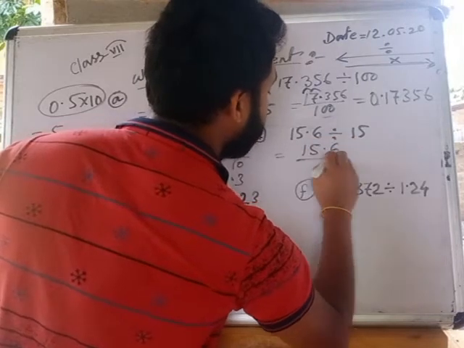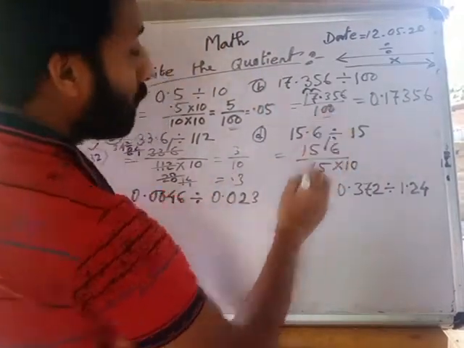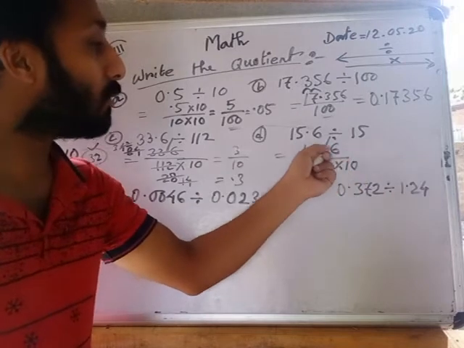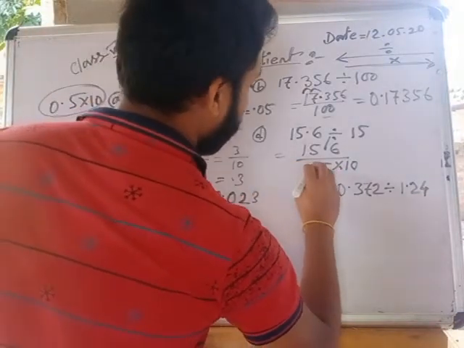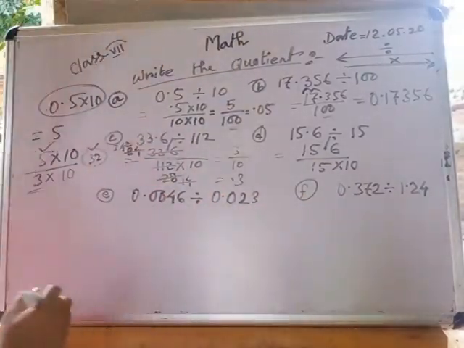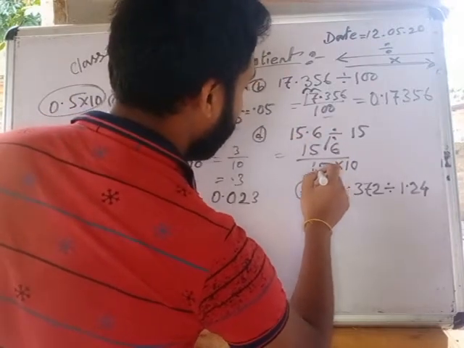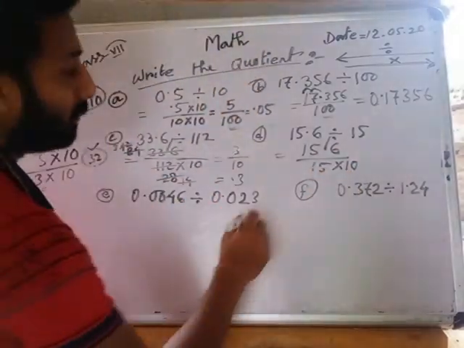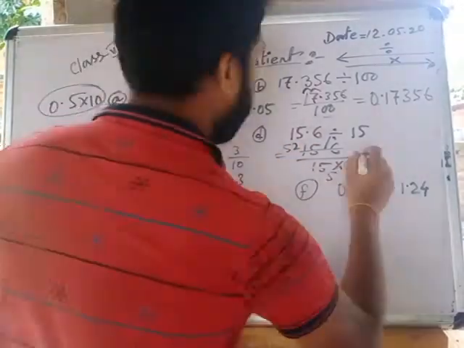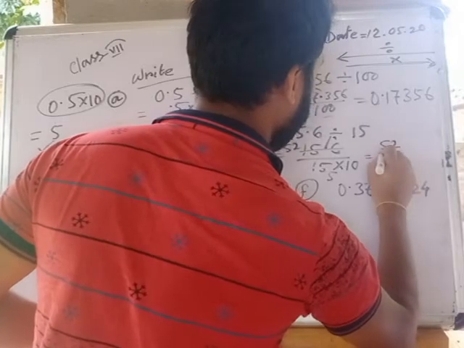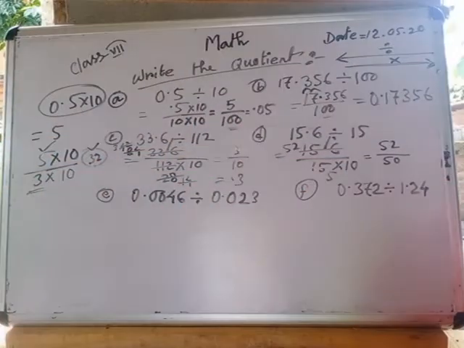Suppose it is 15.6 divided by 15. That means multiply with 10, because the point goes front in one digit. Also we should multiply the denominator with 10. Fifteen, 3 also 3. 3 5s are 15 and 3 5s are 15, 3 2s are 6. So we should write here 52 by 50. 15.6 divided by 15. Yes.